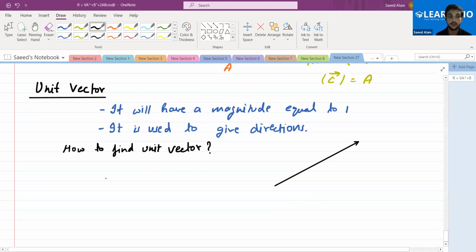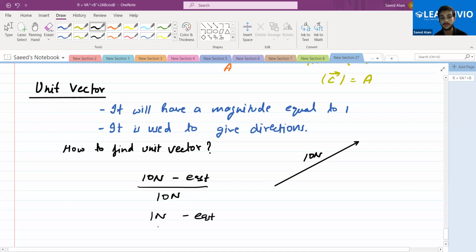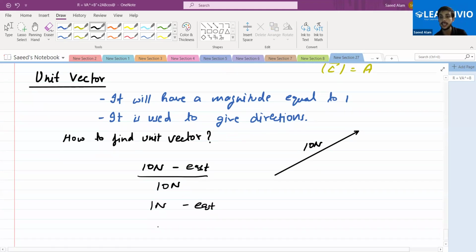So what we are going to do is multiply it. See, if I have a vector, let's say 10 Newton in this direction, what will I do to find out the unit vector? I'll just divide the vector by its magnitude. For example, 10 Newton is given in the east direction. I'll divide it by 10 Newton. Now what will I get? I'll get 1 Newton in the east direction. Yes or no? So this is how I find the unit vector.